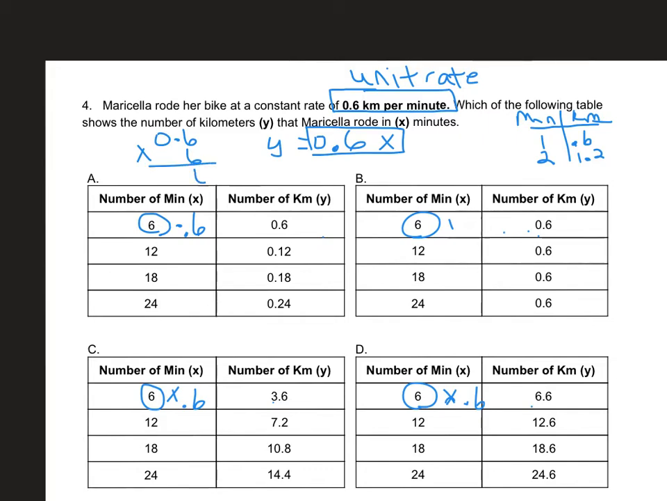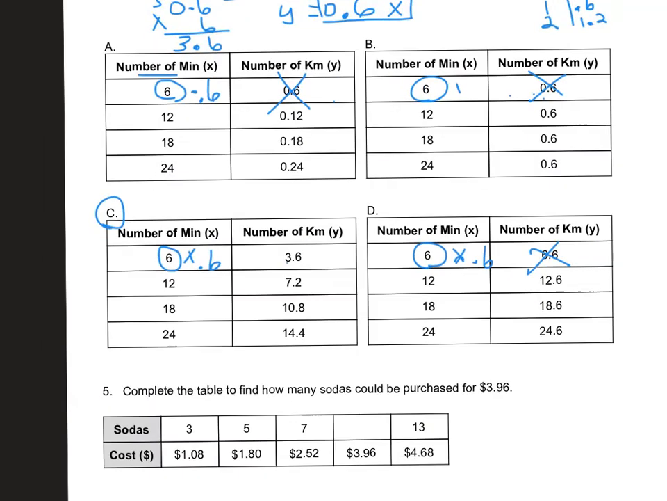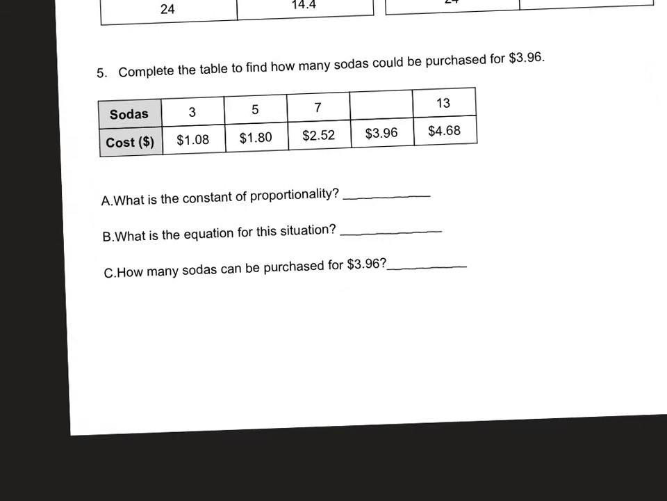So 6 times 6 is 36, and that gives me 3.6. So this is incorrect, and this is incorrect. That was great. I hope I get some more problems like that, right? Once they give you that unit rate, go and multiply your x variable, in this case, the number of minutes, because that's what we were multiplying in order to get the total number of kilometers. Okay, let's go ahead and jump to problem number 5.